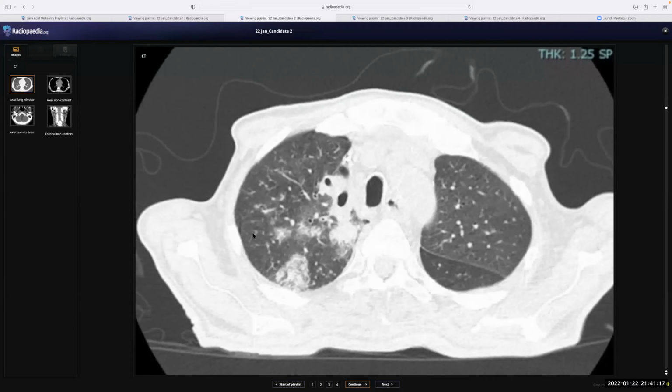And I would compare it with the previous imaging, and discuss it with the oncologist and the referring clinician regarding the findings, who would decide about the further management in their MDT. Okay, so next please.